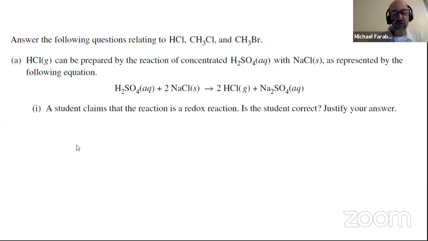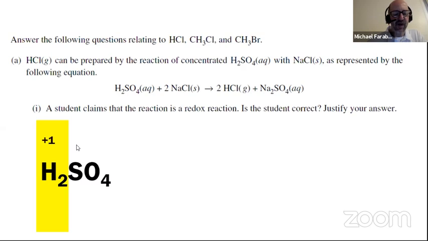Well, if they are correct, you had better show a change in oxidation numbers. So there should be oxidation numbers either increasing or decreasing as you go from the reactants to the products. If you disagree with the student's claim, then you should also justify your answer in terms of the fact that the oxidation numbers are not changing. I'm going to start with H2SO4. Hydrogen is normally +1, and we have 2 of them. So that's +2. Oxygen in most compounds is -2, and we have 4 of them. So we have a total of -8.